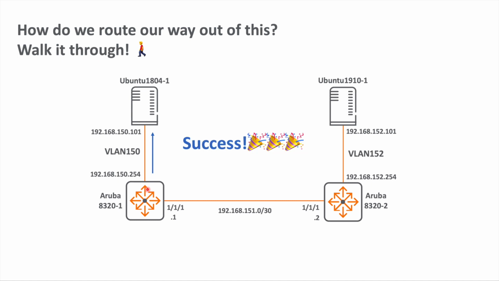So we have success. That's the steps that the packet's going to take. That's the walkthrough. So let's jump over to the CLI of the CX devices and let's get that configured and get end-to-end connectivity working again.